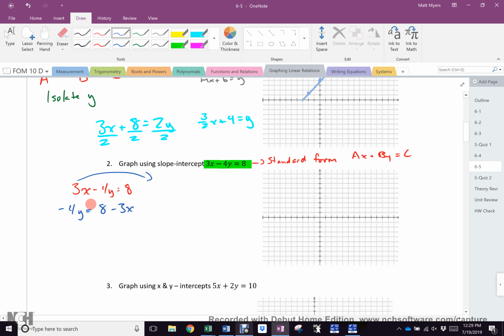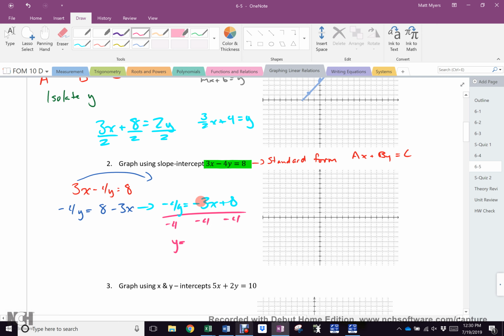Don't be those kids. Because isn't this just the same as negative 4y equals negative 3x plus 8? Of course it is. Now what must I do? Divide by negative 4.